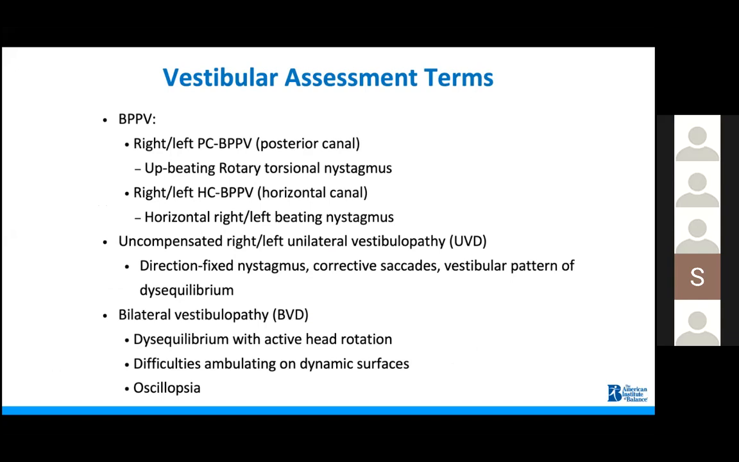So we need to understand, if it's BPPV, which ear? Which canals? If it's an uncompensated unilateral, right ear, left ear, what are their abnormal findings? And if it's a BVD, bilateral, what are their problems as well?